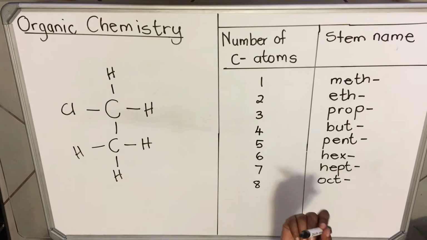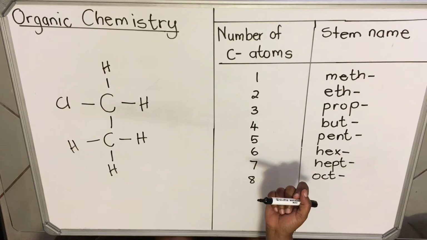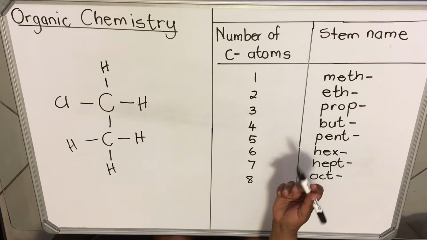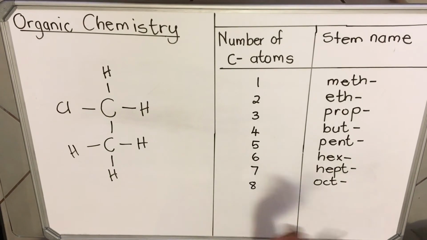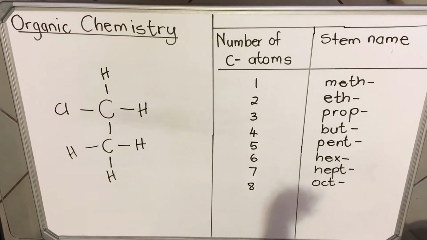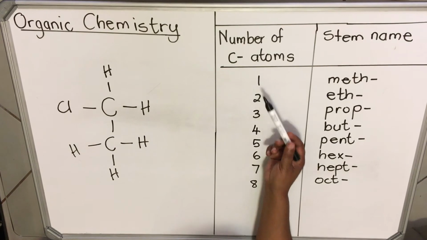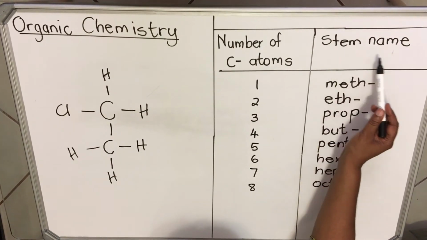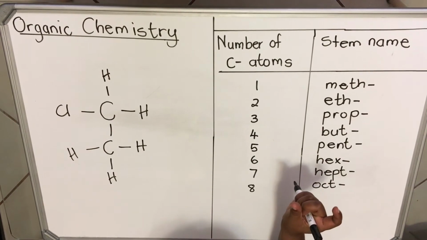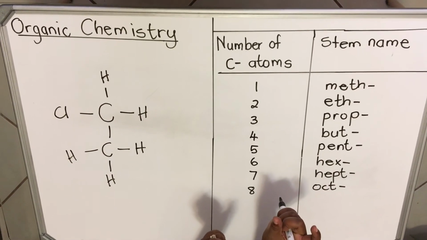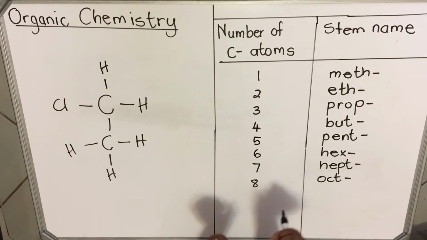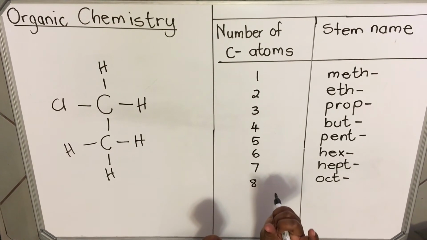In grade 12, you are expected to know up to 8 carbons bonding together. But as I've said before, it can form long chains of 100 or more. Now, when we have a carbon chain, you'll have a stem name, meaning the name in the middle. As we continue with the homologous series and the functional groups, I'm going to show you the other names, but there'll be the name that's in the middle.